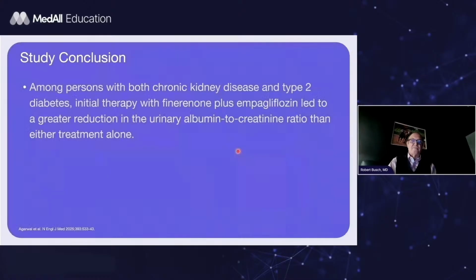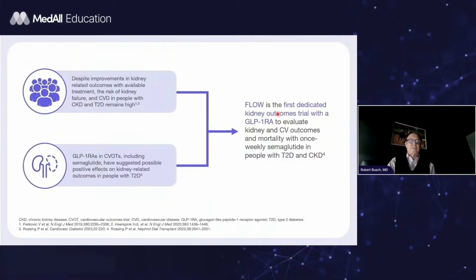So the conclusion of this study is if you have chronic kidney disease and diabetes, you could give both drugs, finerenone and empagliflozin, an aldo blocker and an SGLT2, to have additional renal benefit on top of the RAS inhibitor. Now, despite all these great drugs, dialysis is still very common in end-stage kidney disease.